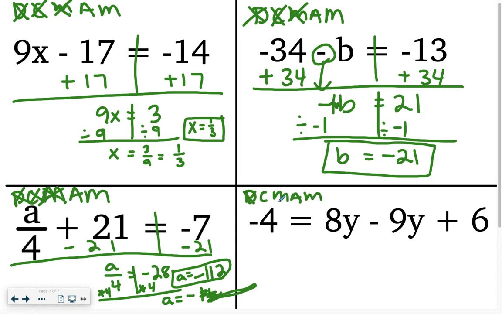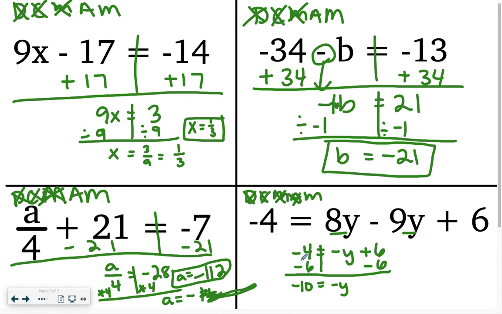Nothing to distribute. I do have terms to combine. So negative 4 equals 8y minus 9y is just negative y plus 6. All right, I have no variables to move, so now I'm looking at adding and subtracting the numbers on the same side as the variable. So I'm adding 6, that means I need to subtract 6 from both sides. So I have negative 10 equals negative y.